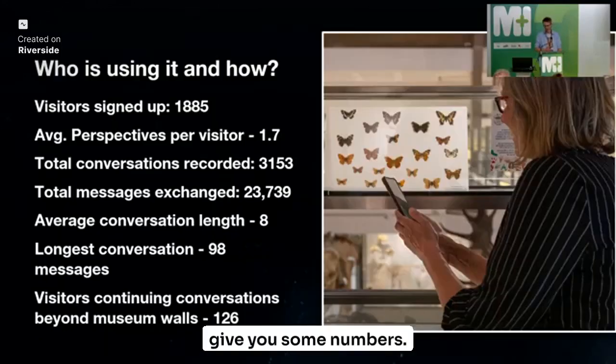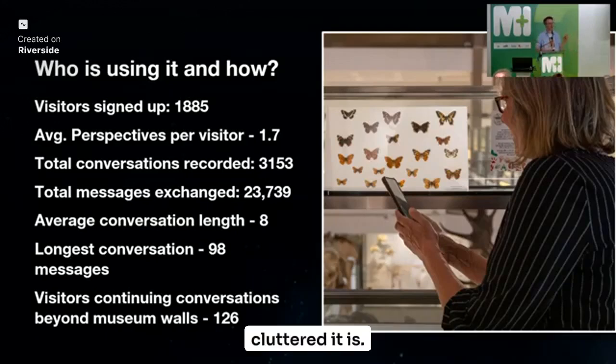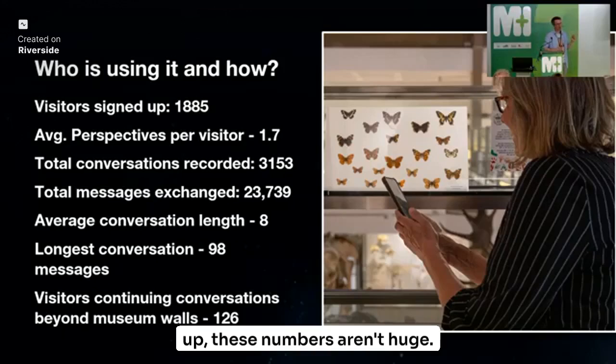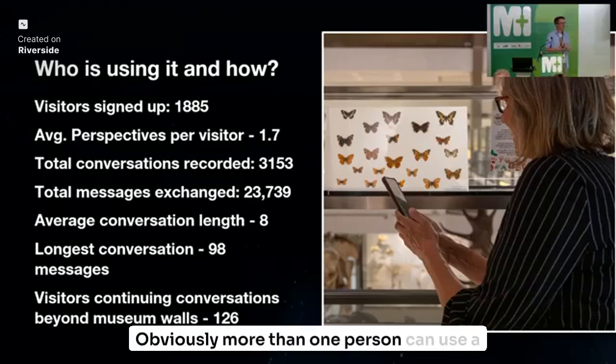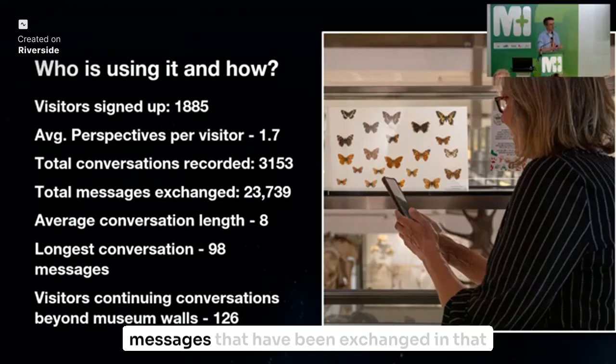To give you some numbers, it's all very dry, and it's obviously hard to contextualize beyond the Museum of Zoology in terms of how many QR codes there are, how cluttered it is. We get about 10 or 15,000 visitors a month, so in the 5 or 6 months since it's been up, these numbers aren't huge. That is single-digit percentages of our visitors who have interacted with this. Obviously, more than one person can use a device at the same time, but the numbers of conversations are pretty massive. We have 24,000 messages that have been exchanged in that time. People are talking back and forth, so there's at length.